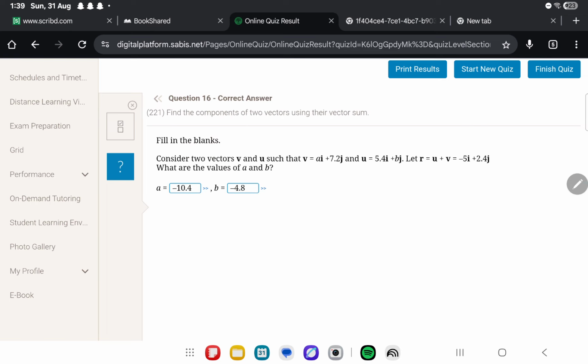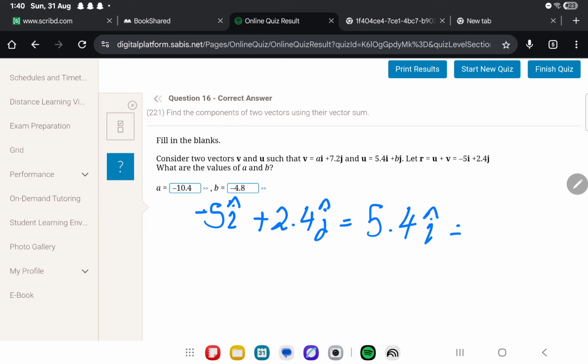Question 16, which is the last question. Consider two vectors v and u such that v is ai plus 7.2j and u is 5.4i plus bj. Let r equal u plus v, which is negative 5i plus 2.4j. What are the values of a and b? So for this, r is gonna equal negative 5i plus 2.4j, which is equal to vector u, which is 5.4i plus bj, plus vector v, right? V is ai plus 7.2j.